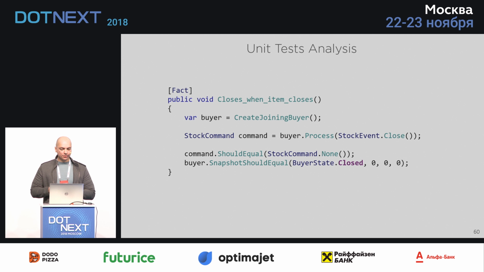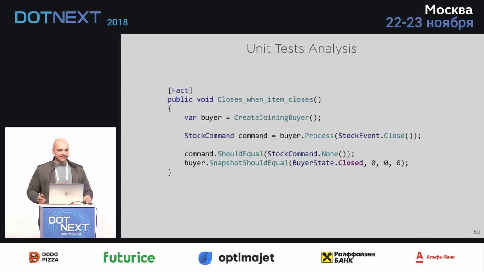So here the test creates a buyer in some particular state, then passes an event to this buyer, and then checks the resulting command and checks the state of this buyer. In this particular case, we don't expect that the buyer will react to the closure of the auction, because we don't expect it to send any messages back to the auction when the auction closes. And also the state of the buyer should transition to closed as well. So what we did is we transitioned our test from the use of collaboration-based testing to the use of output-based and state-based testing. Now we don't verify the implementation details of the SUT and instead use its public API to do that.